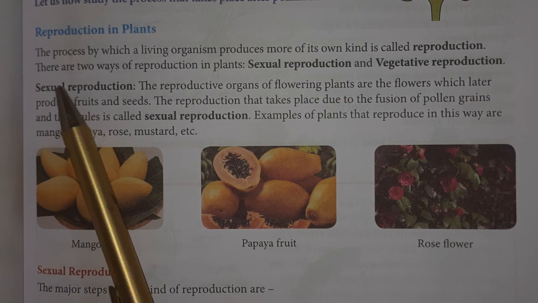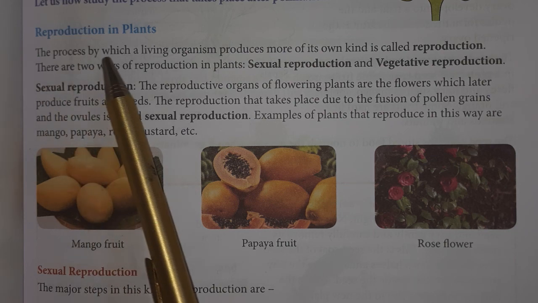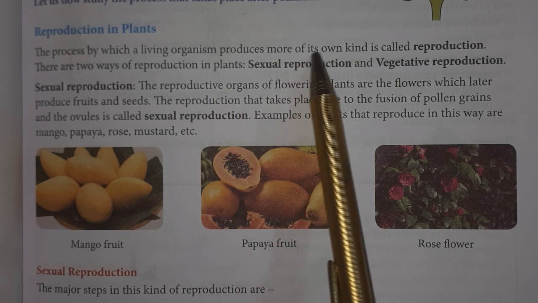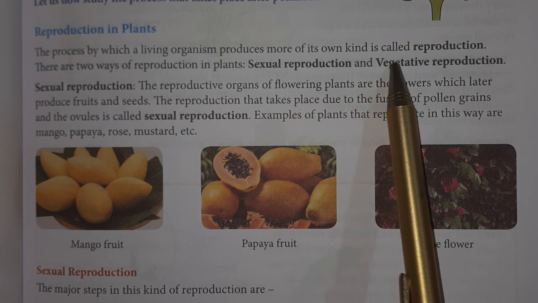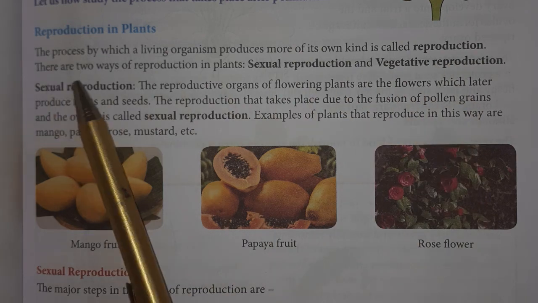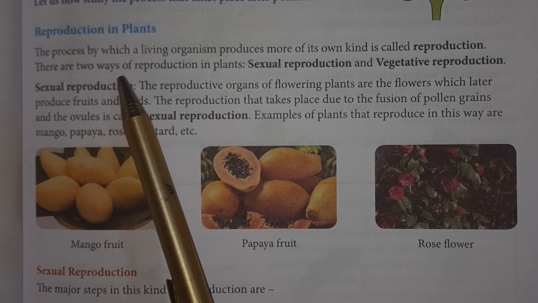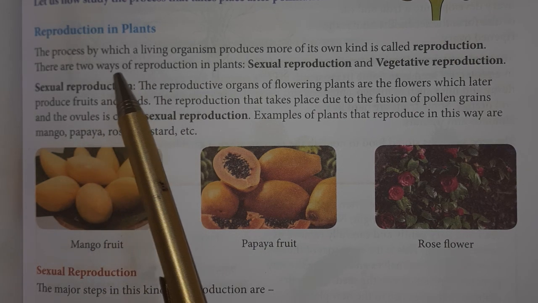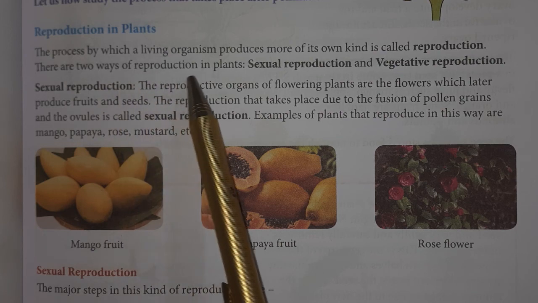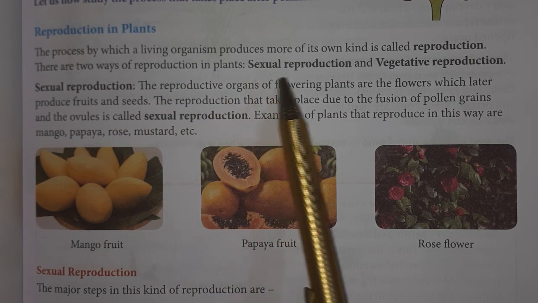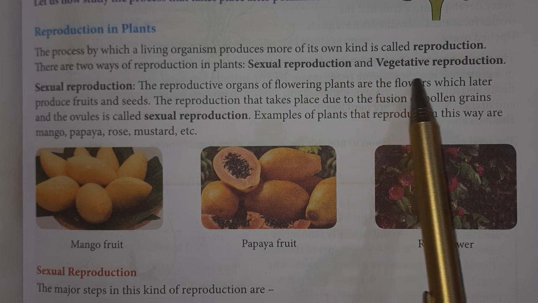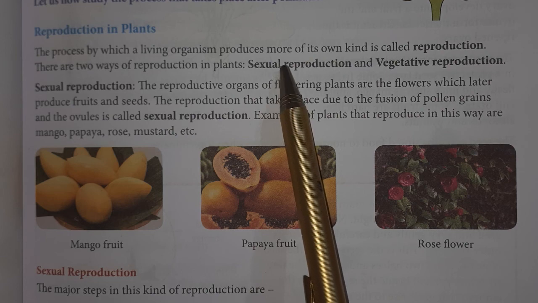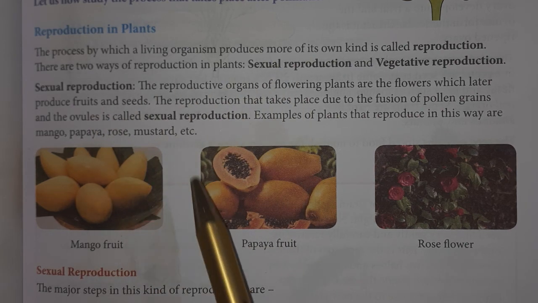Reproduction in plants. The process by which a living organism produces more of its kind is called reproduction. There are two ways of reproduction in plants: sexual reproduction and vegetative reproduction. So we now discuss first sexual reproduction.